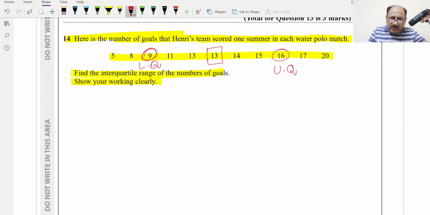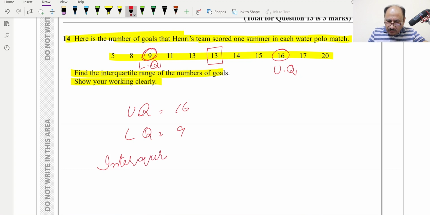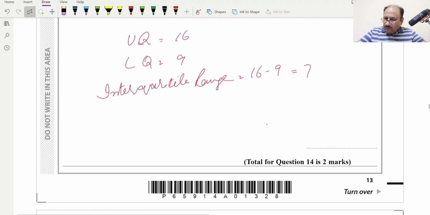Now upper quartile minus lower quartile will be what? We can write upper quartile is equal to 16 and lower quartile is equal to 9, and interquartile range will be equal to 16 minus 9, and 16 minus 9 is equal to 7. So our final answer will be 7 over here.